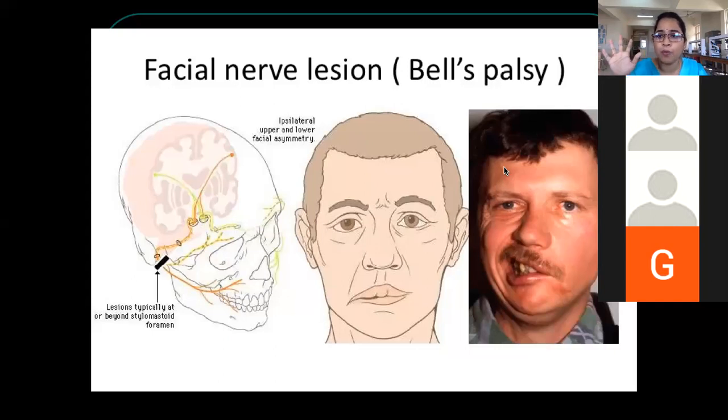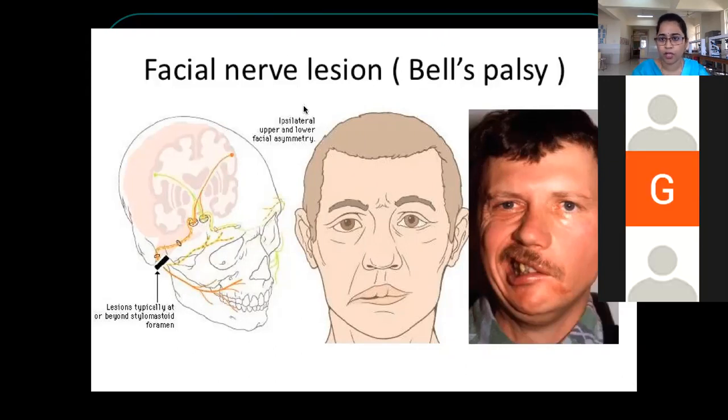Okay, that is in upper motor neuron paralysis. In lower motor neuron paralysis, the entire face is paralyzed. So what happens is, you know that this is an ipsilateral paralysis, a lower motor neuron injury. Okay, everyone here with me? Clear? Did you understand Bell's palsy? Yes, ma'am.